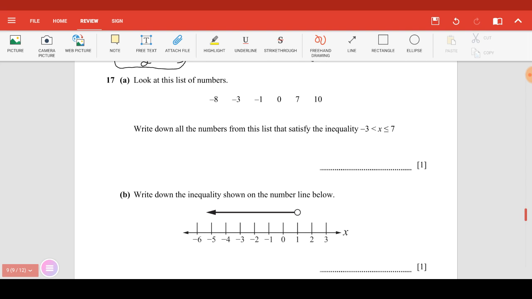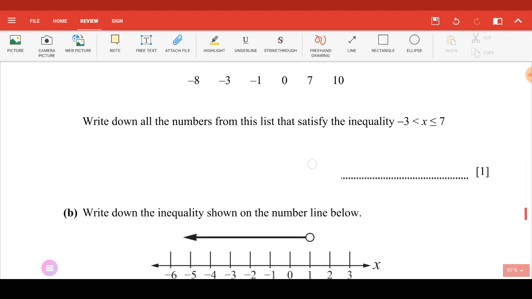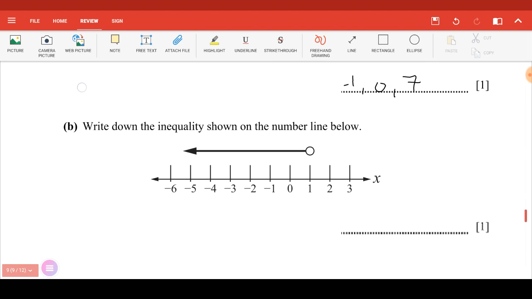Look at this list of numbers. We'll write down all the numbers from this list satisfied by the inequality with negative 3. Starting from, not negative 3, it's after negative 3, which is negative 1, 0, 7. And 7 is included because we have an equal sign here. Negative 1, 0, 7.